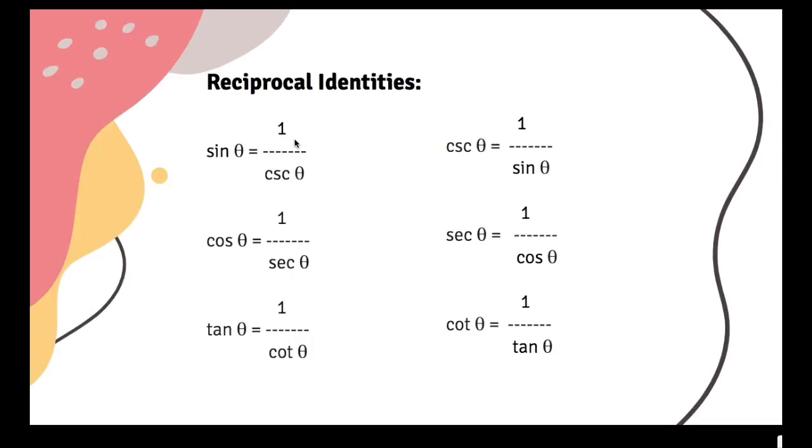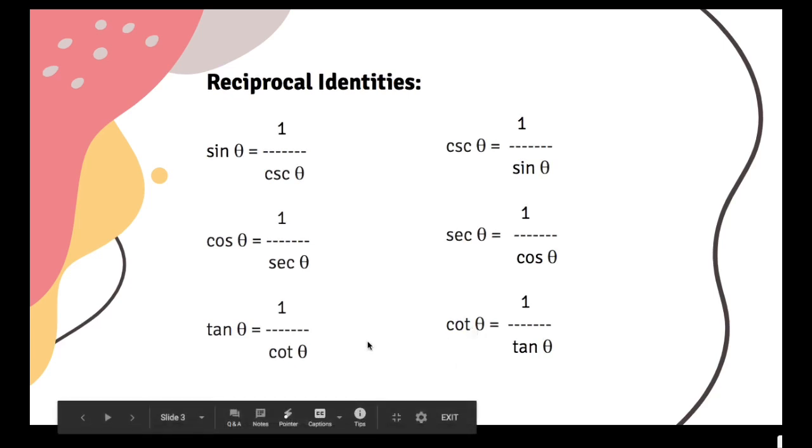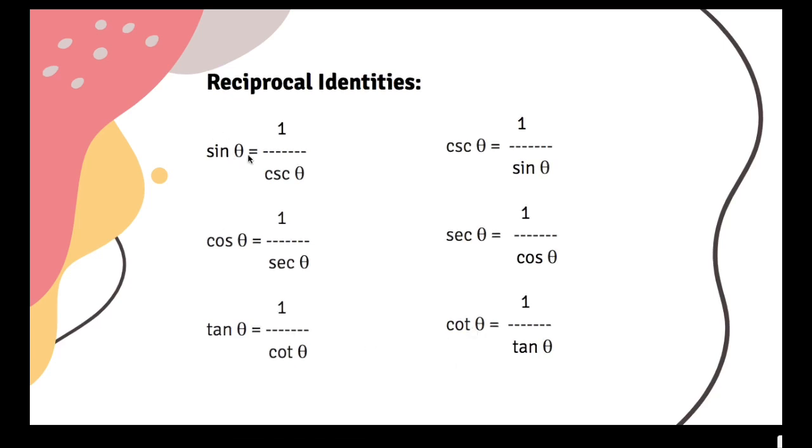The reciprocal identities show the relationship between sine, cosine, tangent, and cosecant, secant, and cotangent. So sine of theta is equal to 1 over cosecant of theta, which means that cosecant of theta is equal to 1 over sine of theta. And this relationship is the same between cosine and secant and tangent and cotangent. So you can use those.